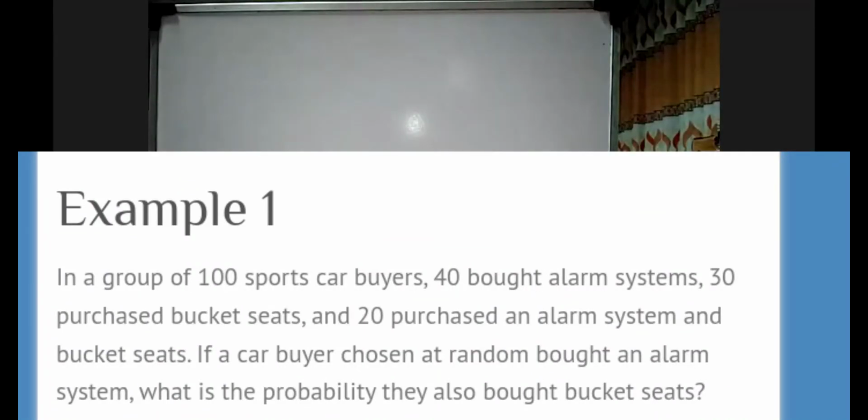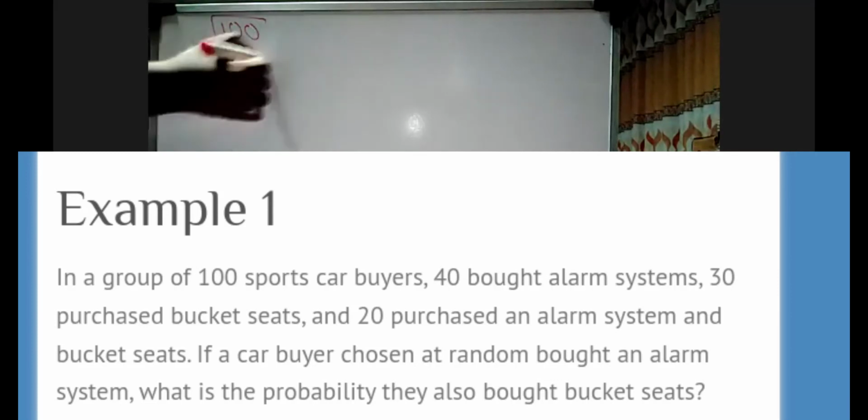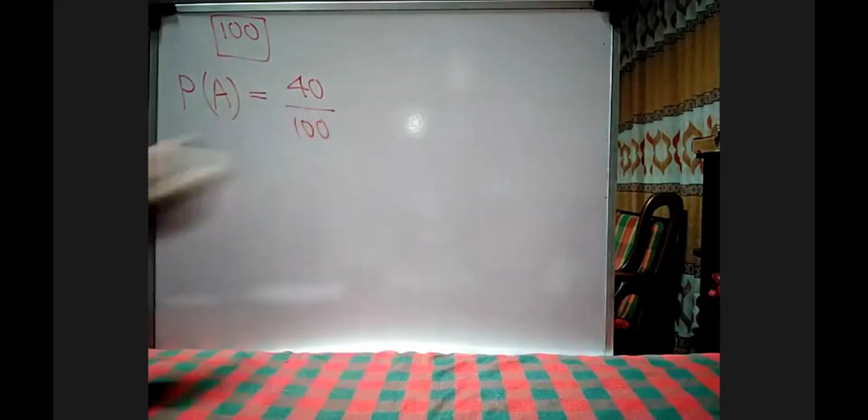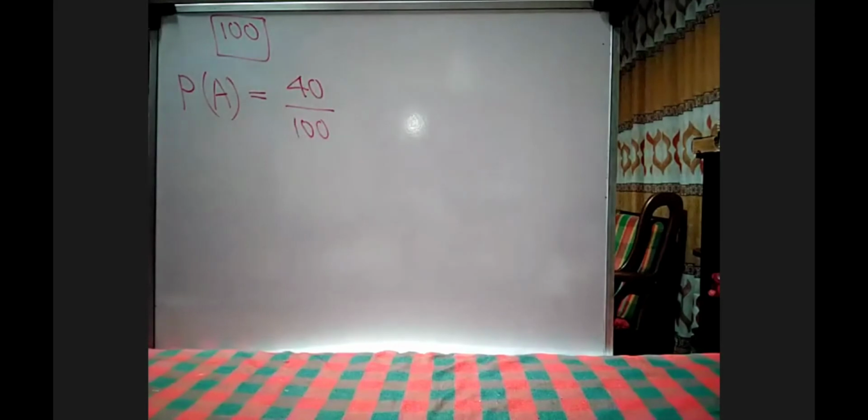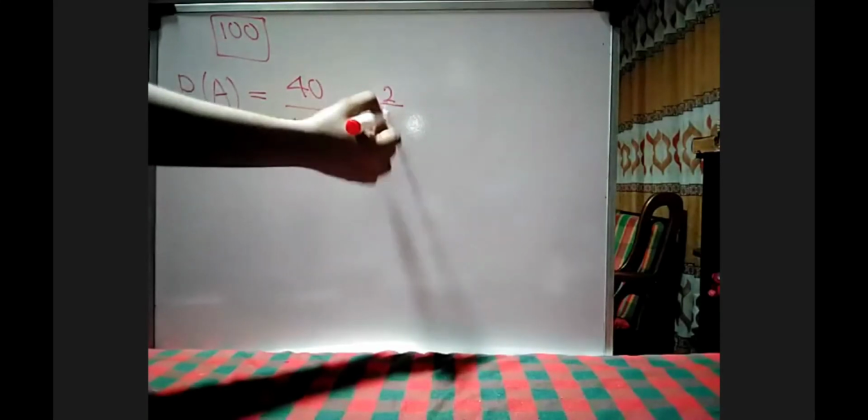We can arrange the information given here. The group is having 100 buyers. Sample is 100. Then we have 40 buying alarm systems. So let's say event A represents the buyers buying alarm systems. So the probability of event A is 40 out of 100 because there are altogether 100 buyers. Then we can simplify this: 2/5.